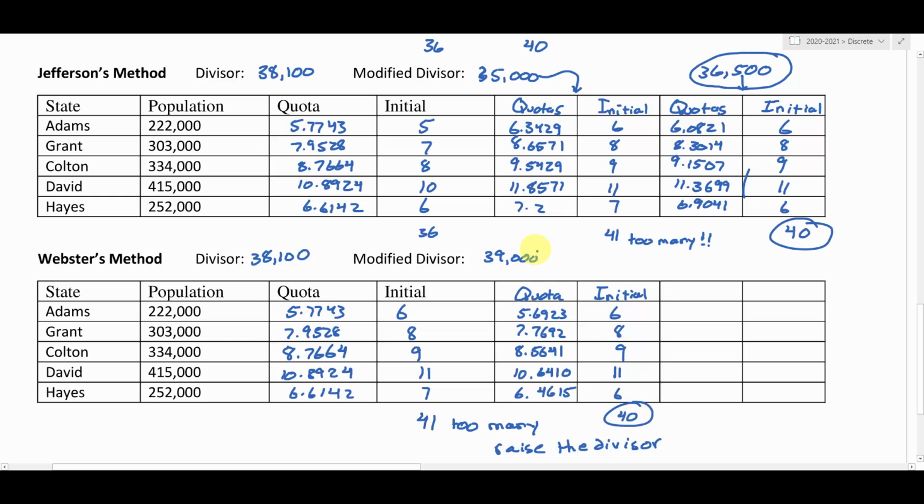So that works, which means our modified divisor will be 39,000. This becomes my final apportionment, okay? So you can, if you want to, add another column and say final over here and just rewrite the numbers. But once you have found the divisor here, there's really no need. It's just repetitive work. That initial becomes your final as long as they add up to the number that you need.